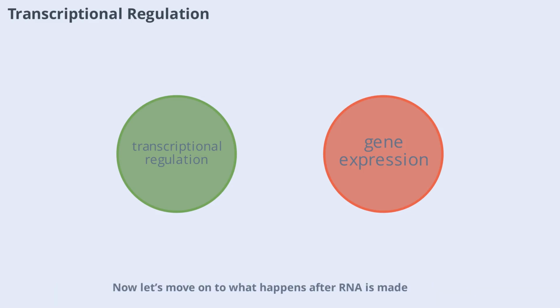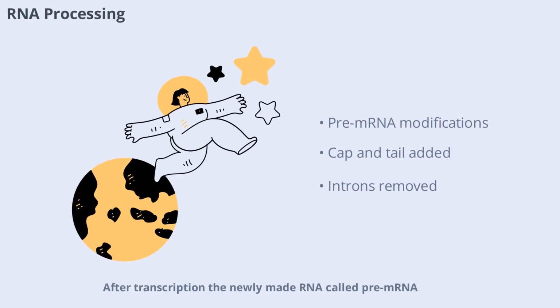By regulating transcription, cells can quickly respond to changes and ensure only necessary genes are active. Now, let's move on to what happens after RNA is made. After transcription, the newly made RNA, called pre-mRNA, undergoes several modifications before it can be used to make protein.